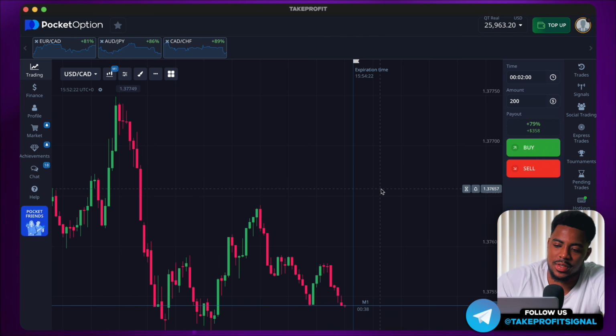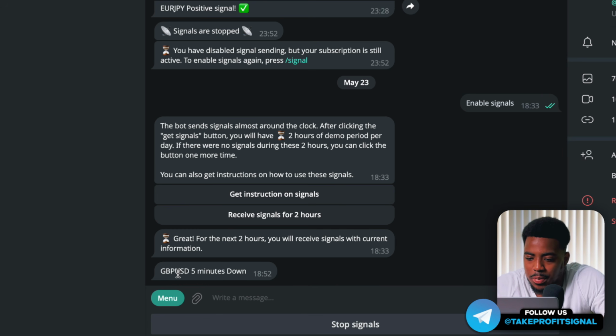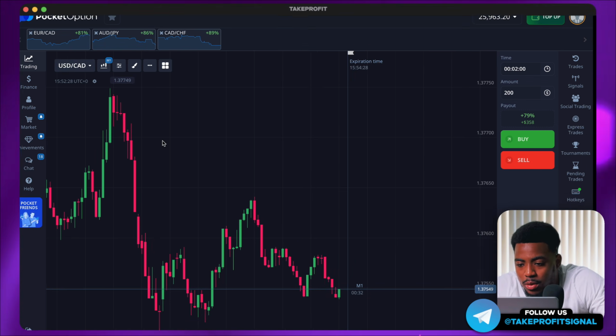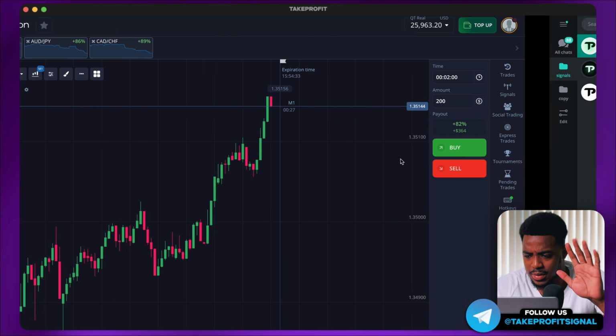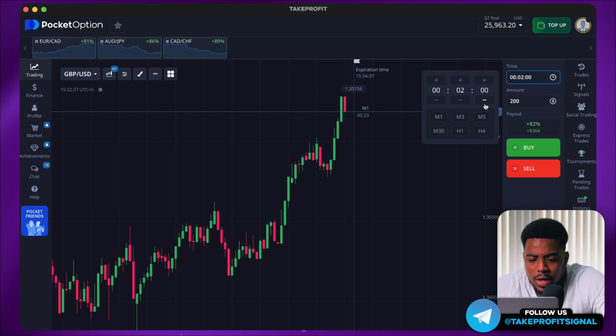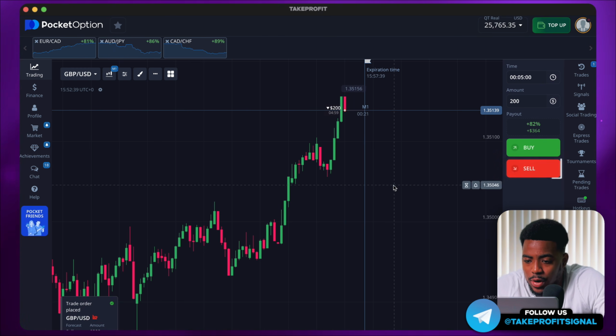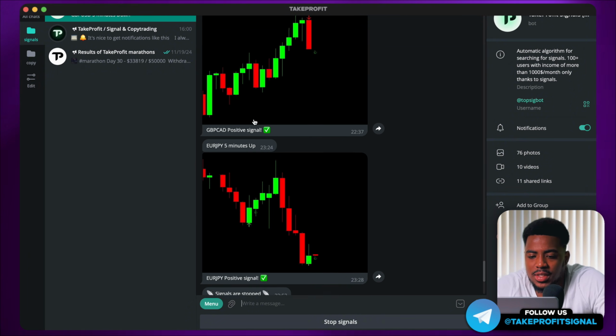So friends, we receive a signal from the robot. Look, here everything is even simpler. We just copy the name of the asset and paste it on the platform, Pocket Option. The time of the trade is 5 minutes, and by the way, pay attention to it. So here, quickly put M5 and press the sell button as it is written in the signal. Here we have a signal for 5 minutes, sometimes for 15 minutes.